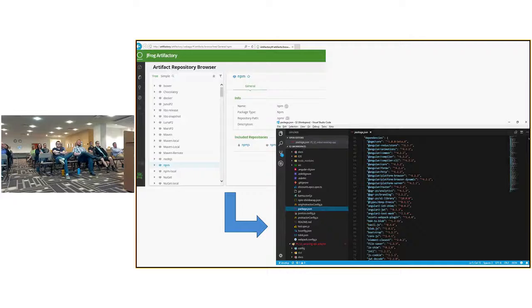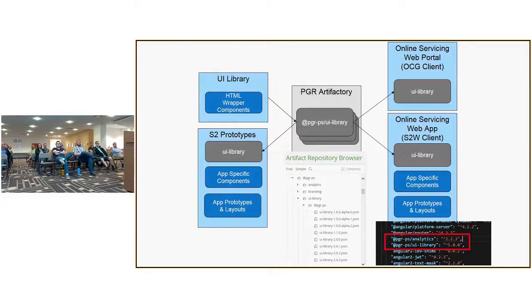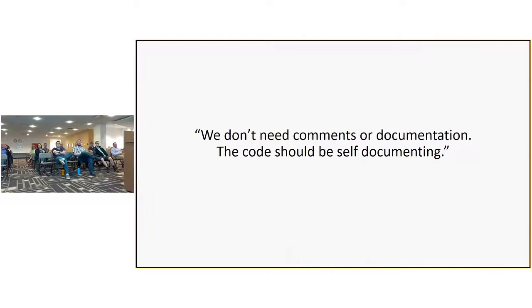Okay, and then the last point I want to make about this is it's not just about open source third-party libraries. You can also reuse your own library. So in Servicing 2, we built an analytics library, and we built a UI library, and we've published those to Artifactory, and then apps can pull them in as dependencies, just like any other open source library. Okay? So away from these big frameworks into smaller, focused libraries.